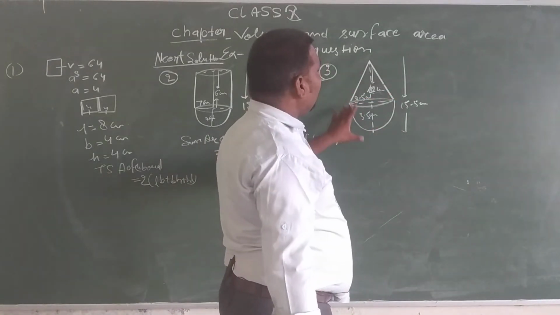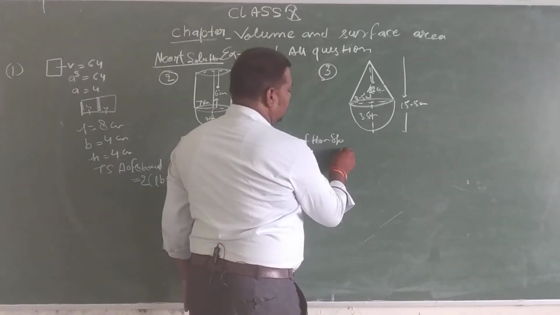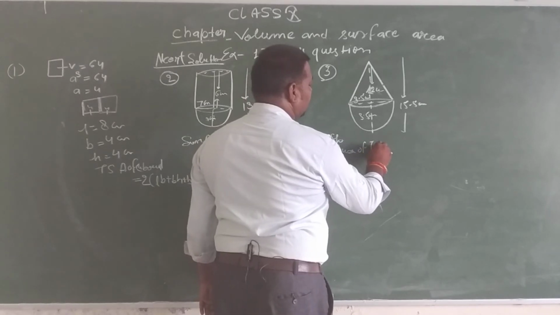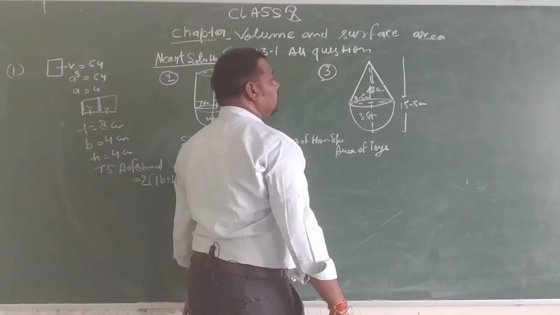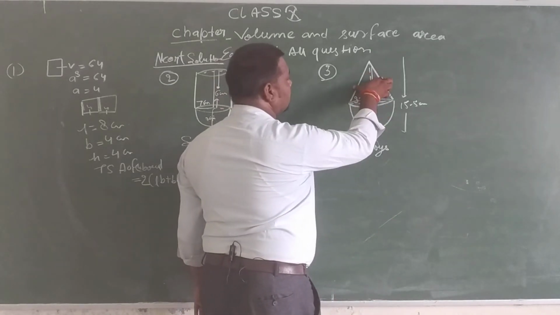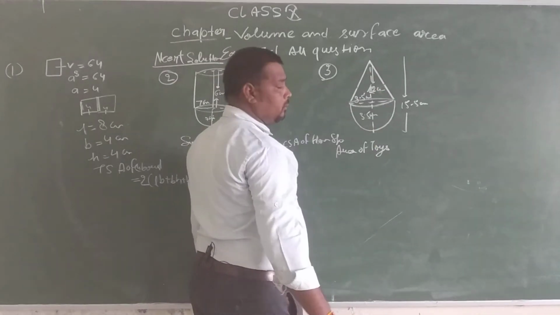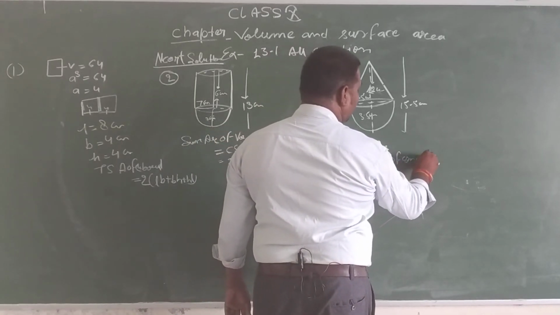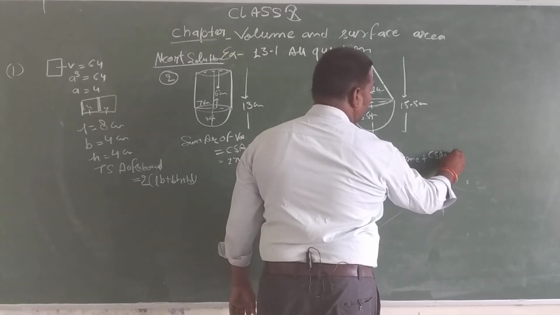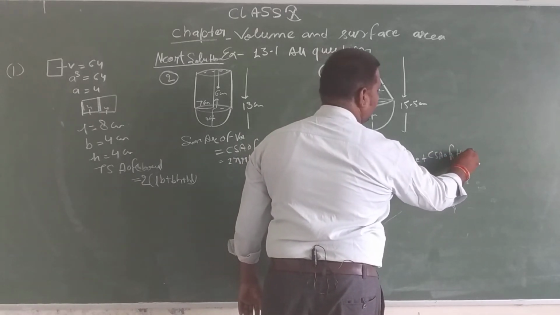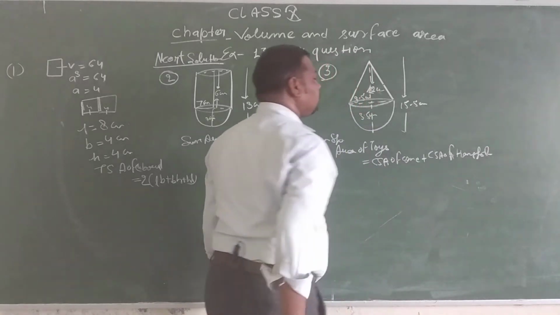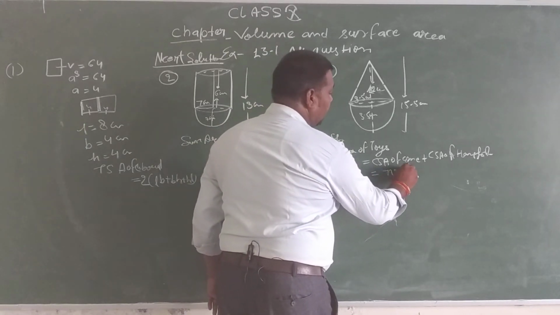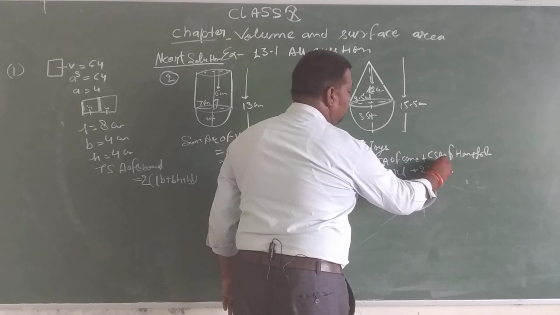How can we find the area of the toy? Area of toy is CSA of cone plus CSA of hemisphere. CSA of cone plus CSA of hemisphere. Okay? CSA of cone is pi RL and CSA of hemisphere 2 pi R square.